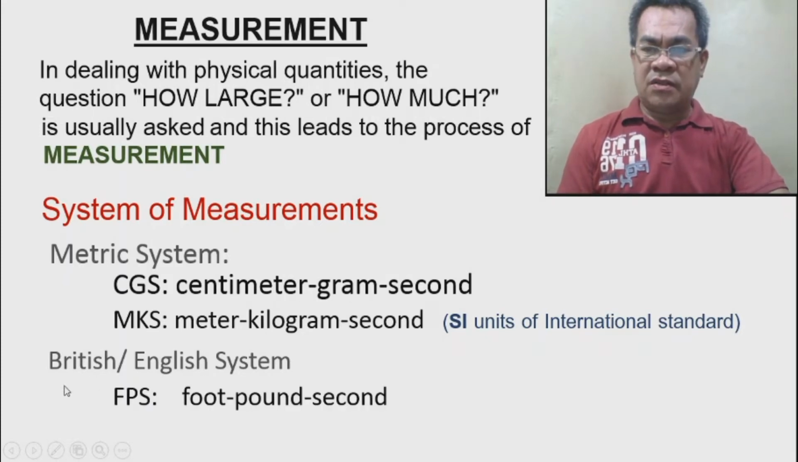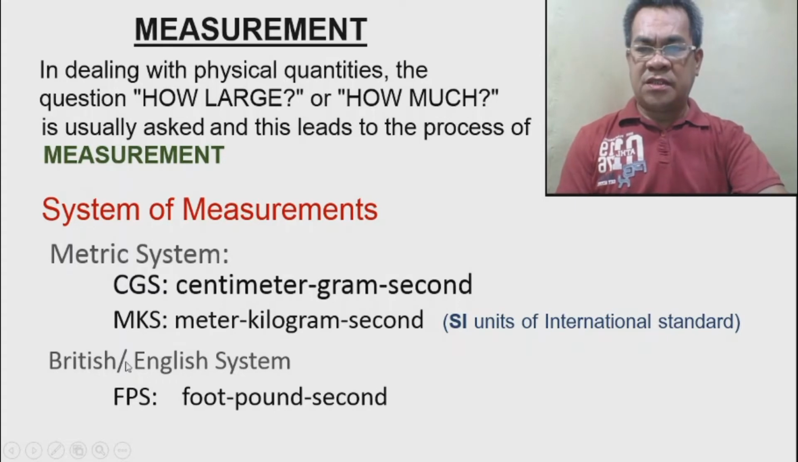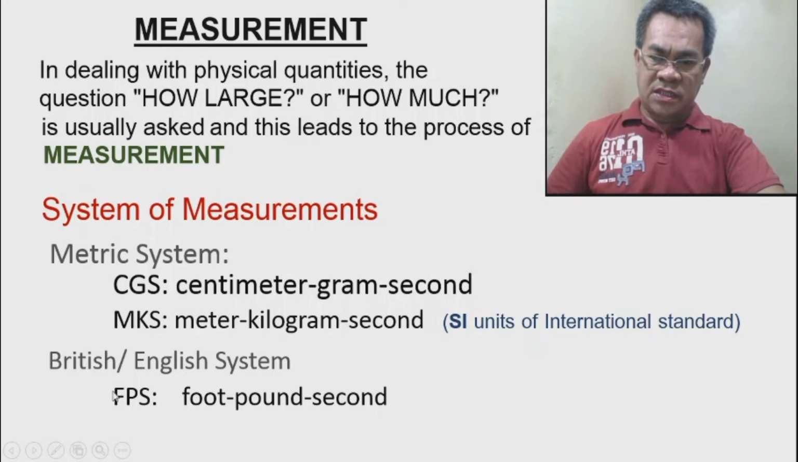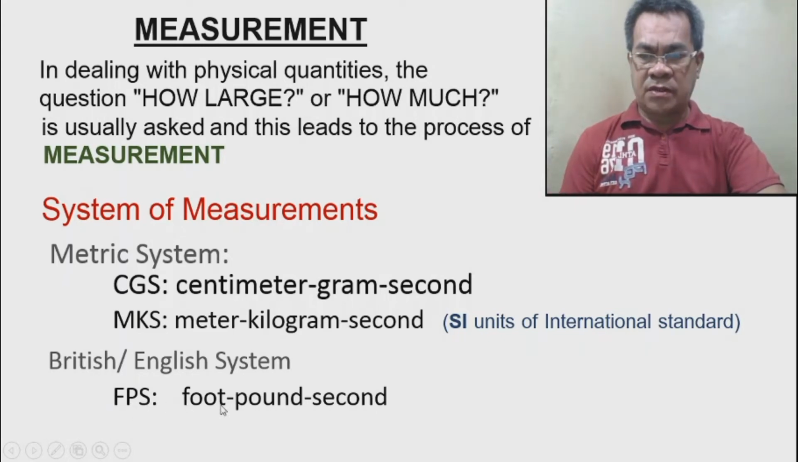But the traditional unit is the British. This is the old one, before the metric system. The English system is still used in some areas. They call this FPS. F means foot, pound, seconds.